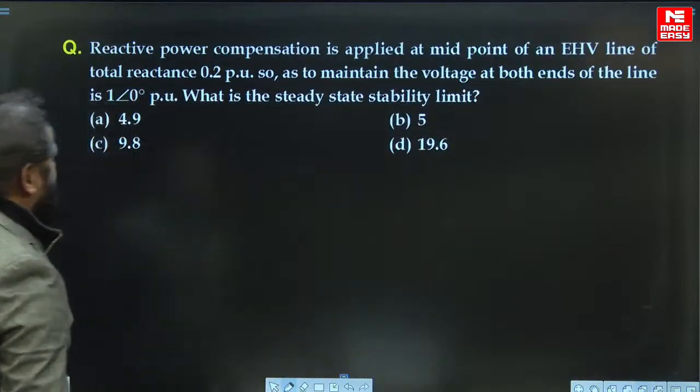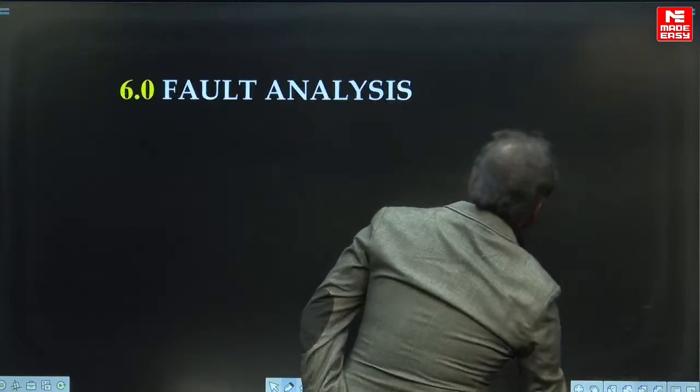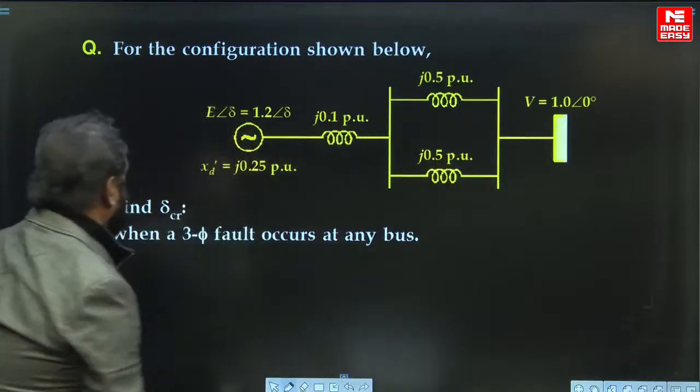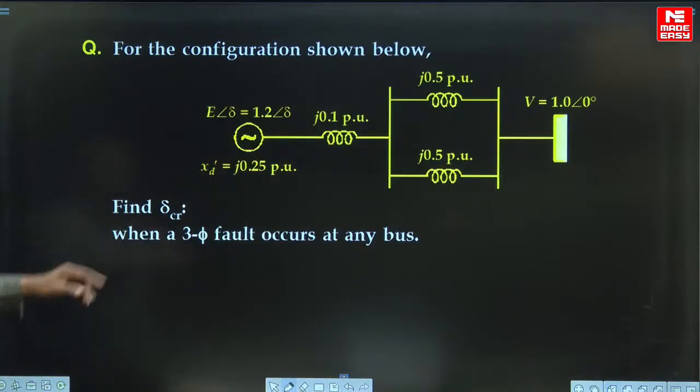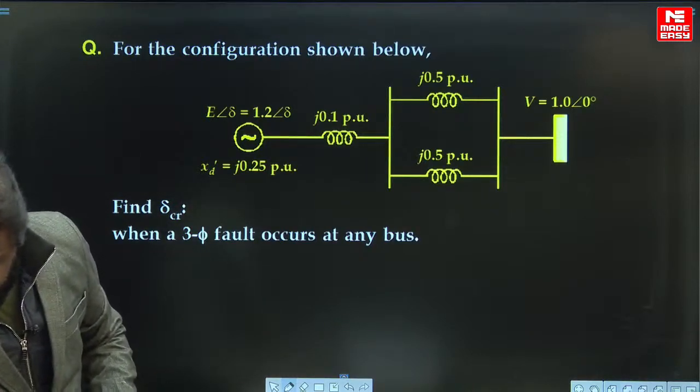Next is reactive variable at the midpoint of the line. You can go through this further. Array. Here it is okay. Fault occurs at any bus. Find the delta CR if the fault occurs at any bus. This question is also a very good question.